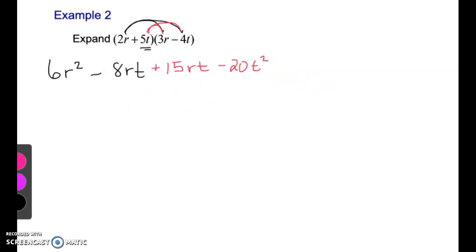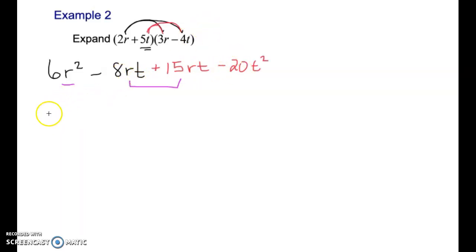So then what we can do is we can combine the like terms. So as we can see here, we have r squared in the first term, and we have no other r squareds. We have rt in the second term and rt in the third term, and we have t squared in the fourth term. So we can't combine the t squared, and we can't combine the r squared, but we can combine the rt terms.